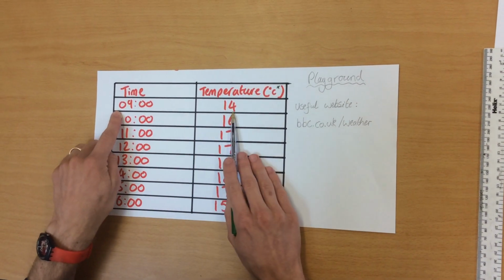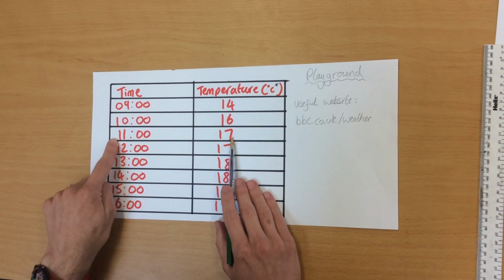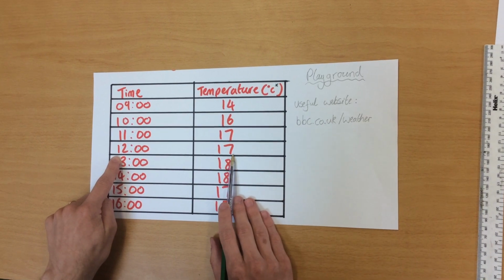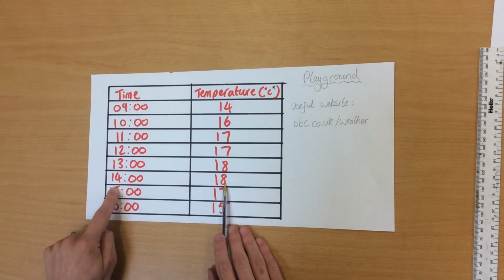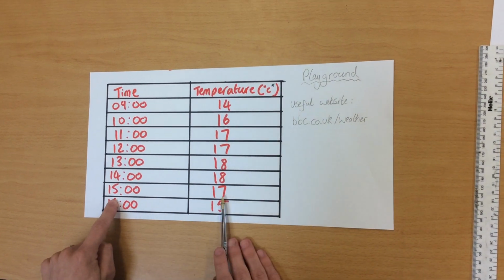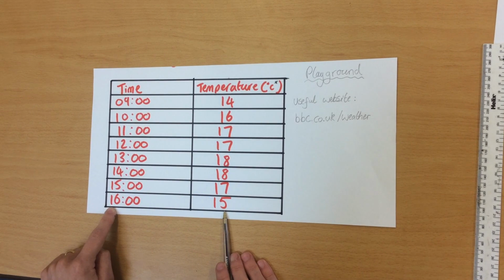So at 9 o'clock, the temperature outside was 14 degrees. At 10 o'clock, it was 16 degrees. At 11 o'clock, it was 17 degrees. At 12 o'clock, it was 17 degrees still. At 1 o'clock, it was 18 degrees. And at 2 o'clock, it was 18 degrees. At 3 o'clock, it dropped down a bit to 17. Then by 4 o'clock, it was down to 15 degrees Celsius.